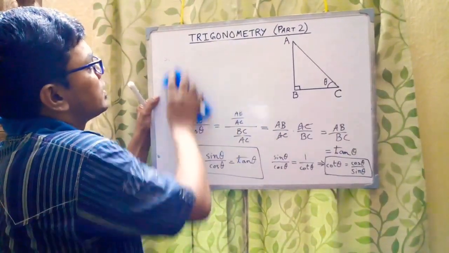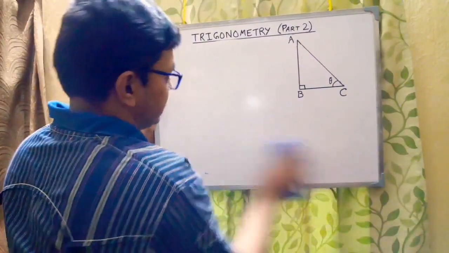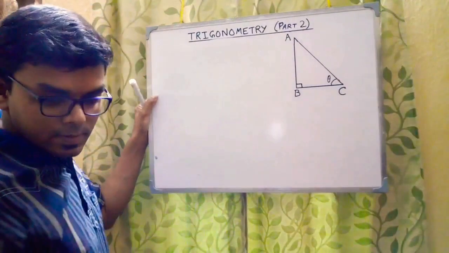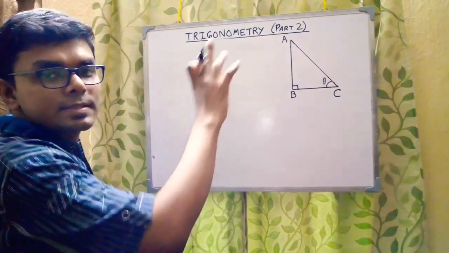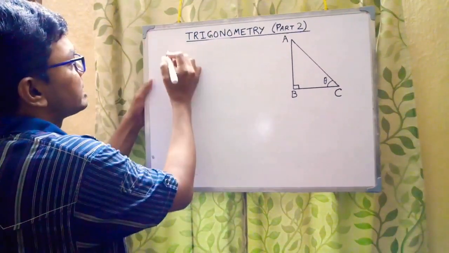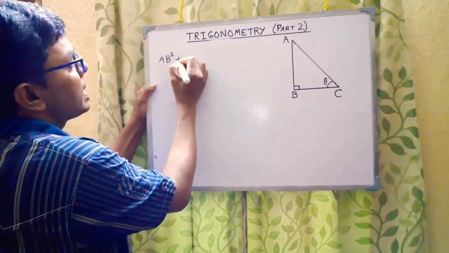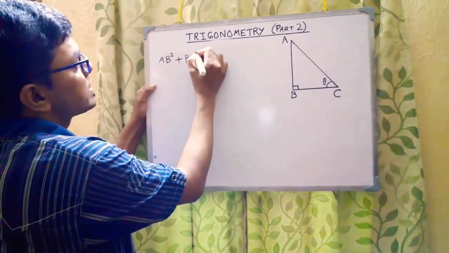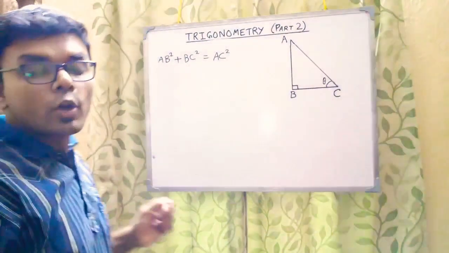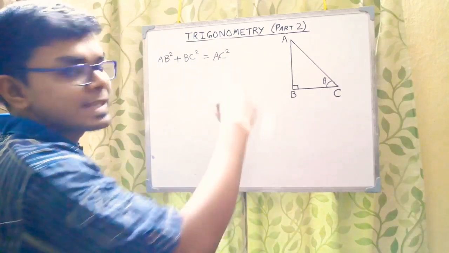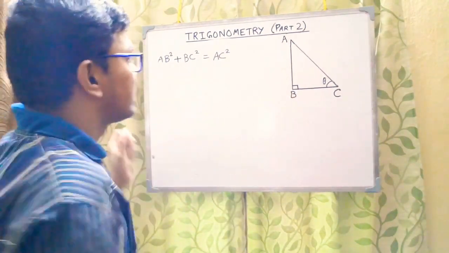Now we will be using the Pythagoras theorem once again. You see, in this right angled triangle ABC, AB squared plus BC squared equals AC squared. This is according to the Pythagoras theorem, because ABC is a right angled triangle, right angled at B.